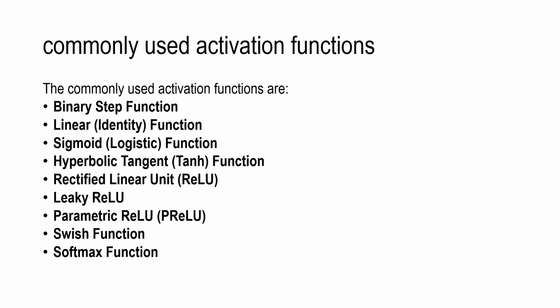So the first one is the simple step function. It gives either value 0 or 1. Linear function usually gives the output like this. So usually we can represent it as y equal to mx plus c, that kind of function. We can use the linear activation function. This can be useful for regression kind of problems.